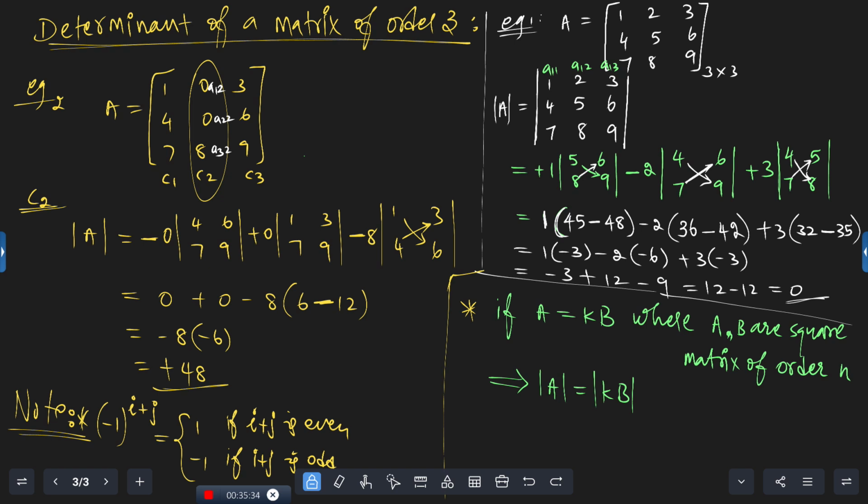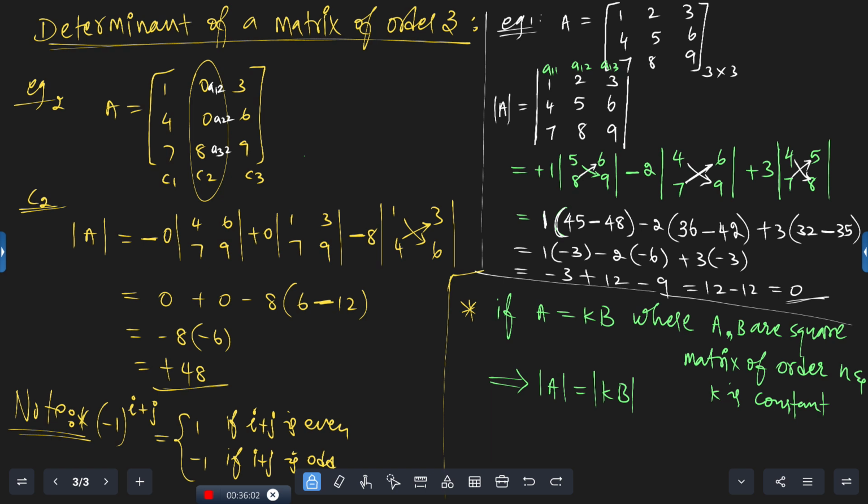They will be giving this in the MCQ. So if you have it like this, K is a scalar. K is any constant or scalar, you can say, or any real number. So K is a constant, any constant or any scalar.